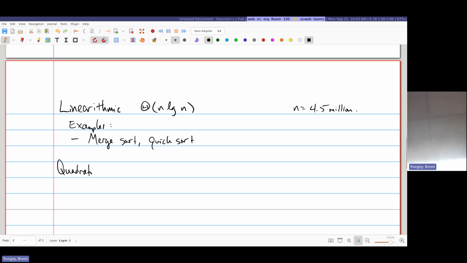Okay. Quadratic time. This is like theta of n squared. The biggest n you can process if you have an n squared algorithm is 10,000. That's a lot less than 4.5 million, right? We're definitely not at internet scale anymore. But if you have some data, but not a ton, you can do n squared. It's not too bad.